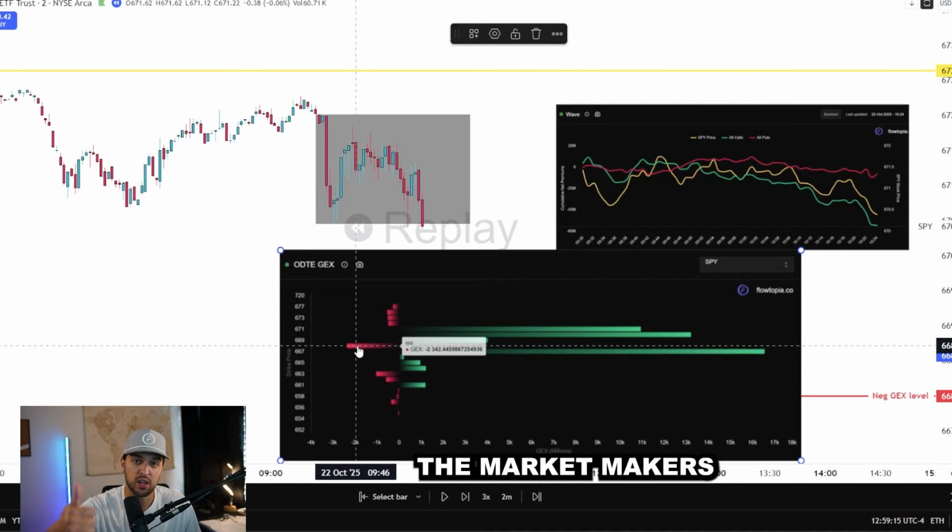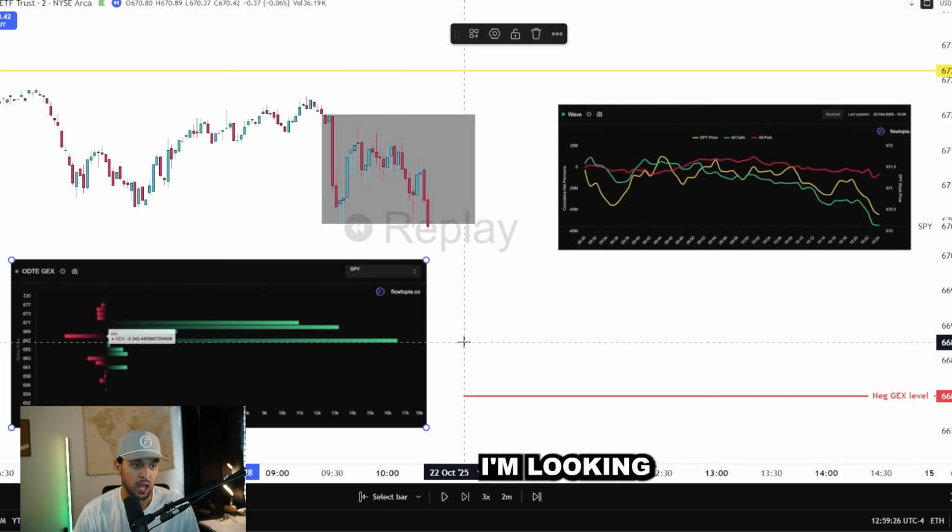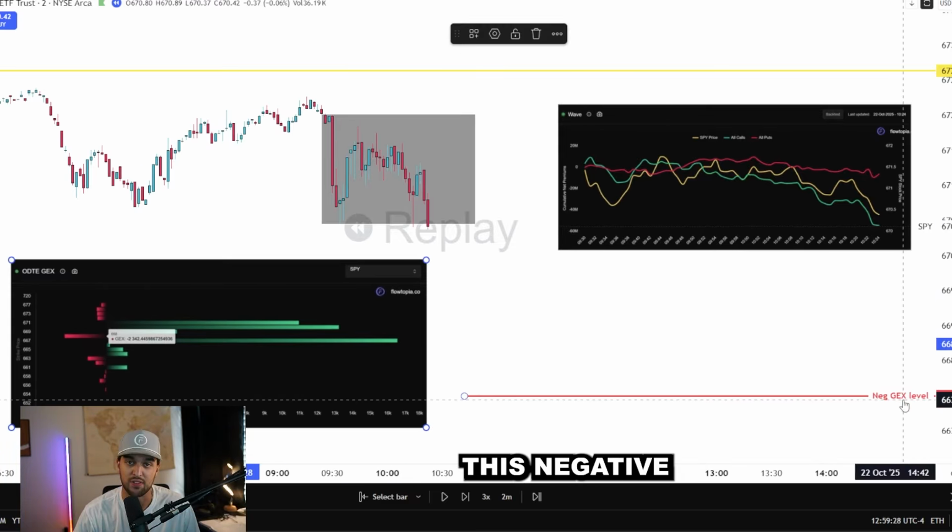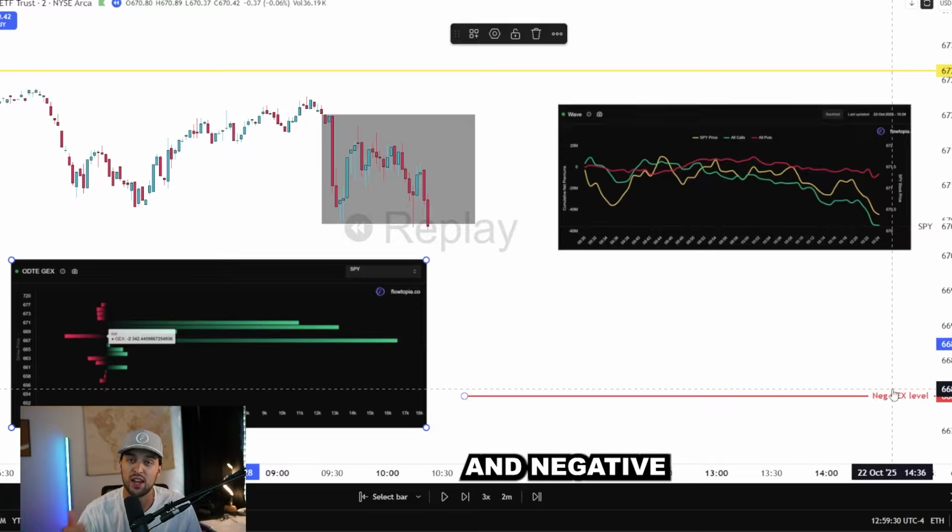We have the market makers selling their calls, and then we have the dealers and the market makers trying to pin us towards 668. So this is what I'm looking for. I'm looking for a downside move to this negative Gex level. Mark your positive and negative Gex levels. And just to break it down a little bit more, you want to look for the largest ones. The largest ones are clearly the more important ones for that day.